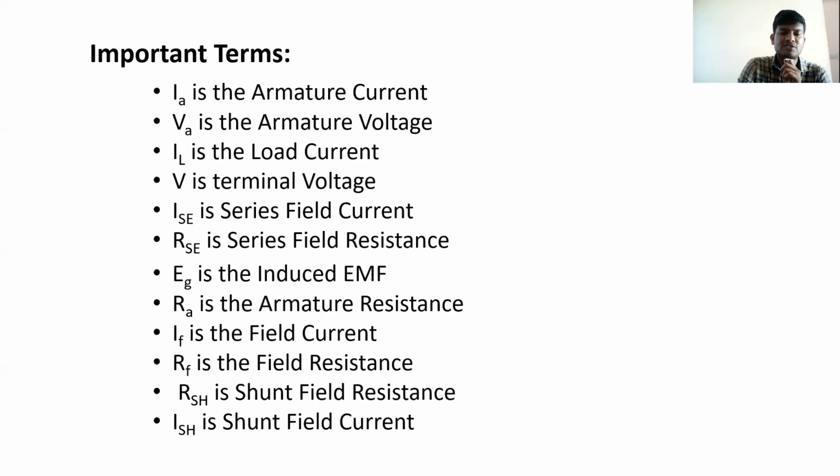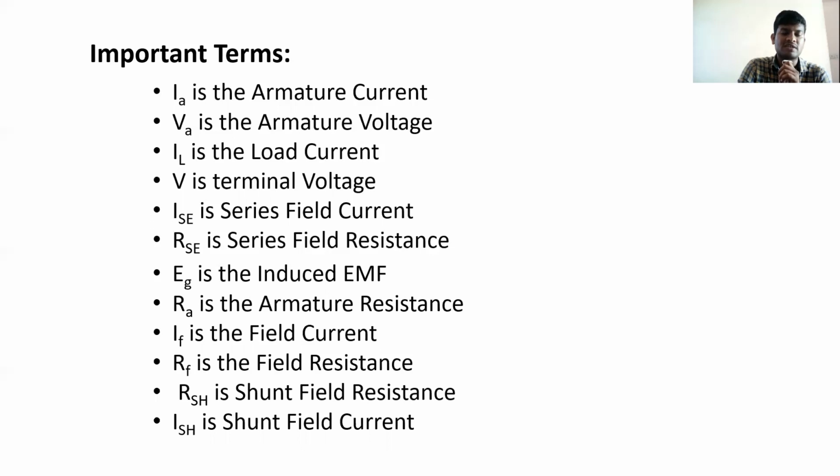Similarly, E suffix G is the generated induced EMF. R_A is the armature resistance. I_F, F for field, is the field current.